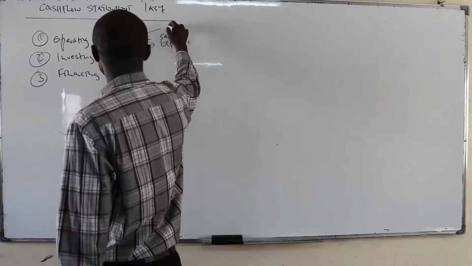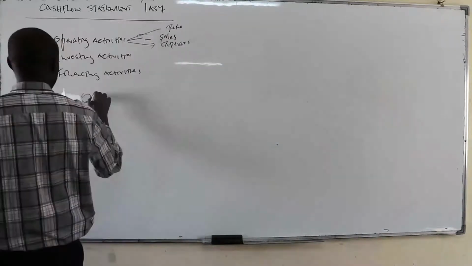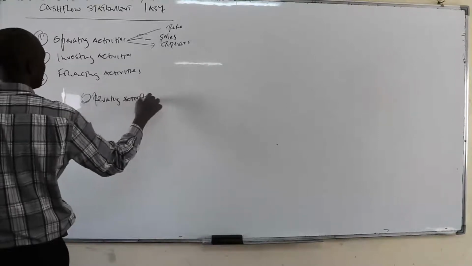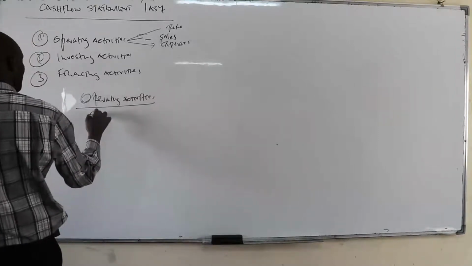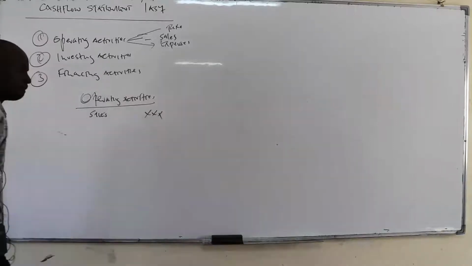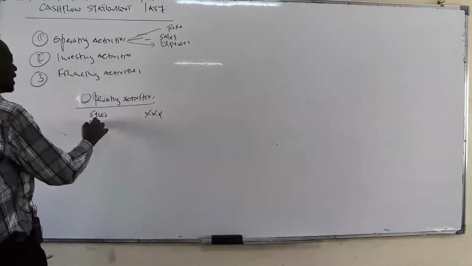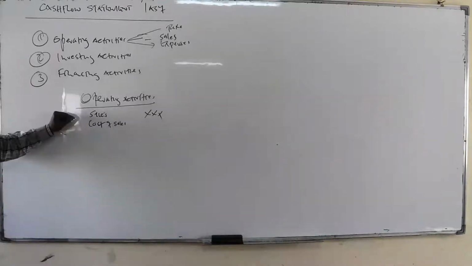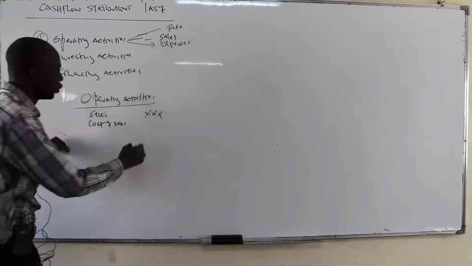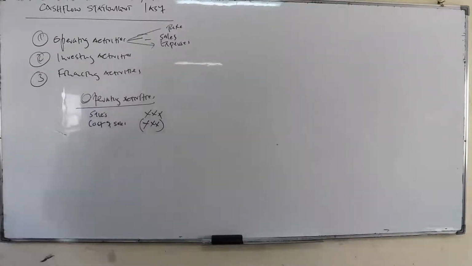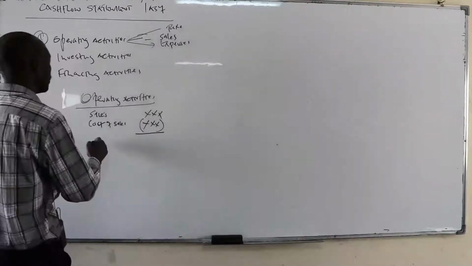So operating activities include the sales revenue, the amount of money that you get from the sales, which you put aside here. And then there's the cost of sales. Cost of sales is the buying price, the amount of money that you use to buy what you sold, isn't it? So the amount of money that it cost you to buy the item. And then you get what we call the gross profit.